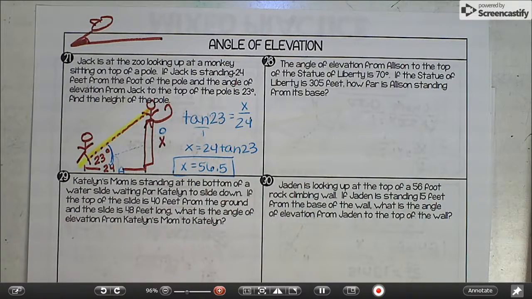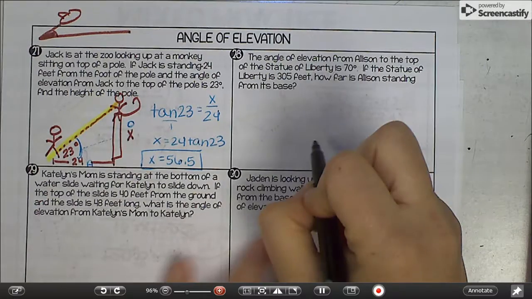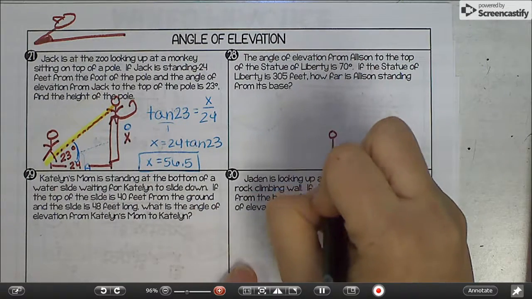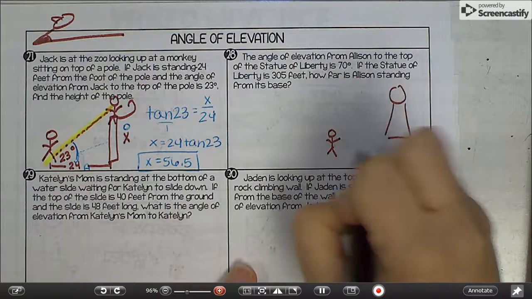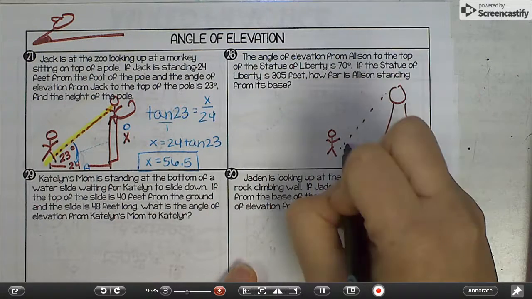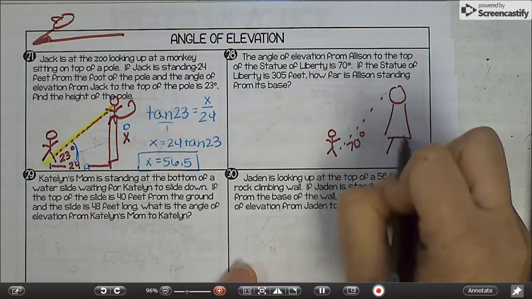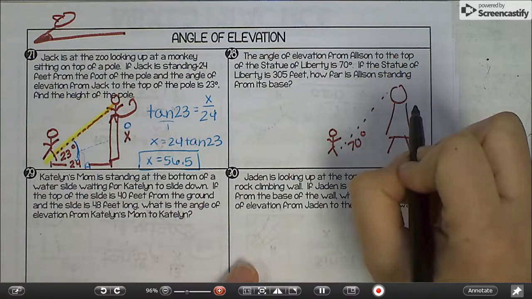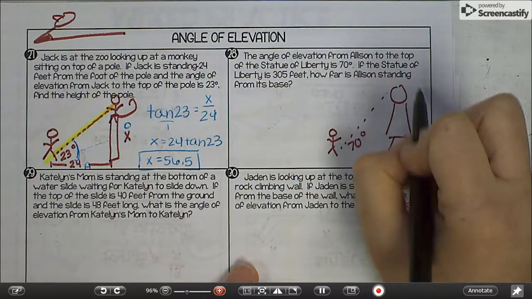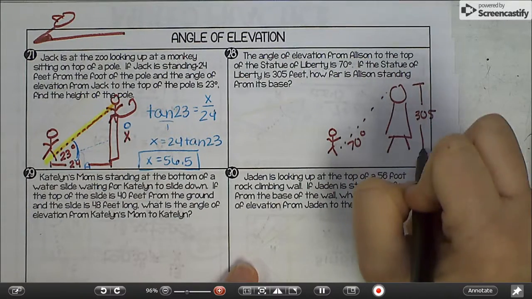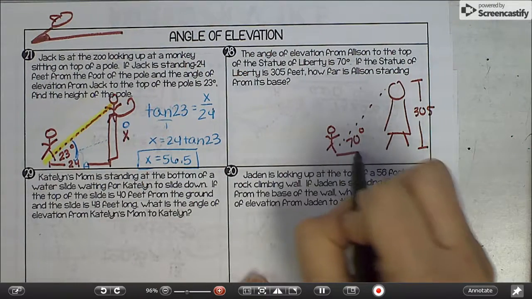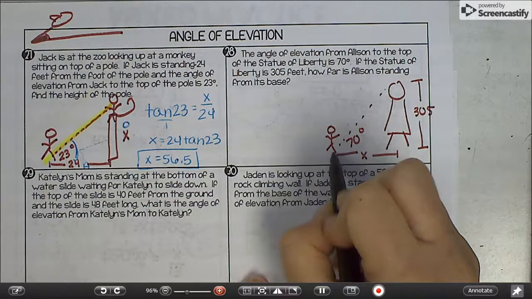All right, so let's look at the next one. An angle of elevation from Allison to the top of the Statue of Liberty is 70 degrees. The Statue of Liberty is 305 feet tall. How far is Allison standing from the Statue of Liberty?